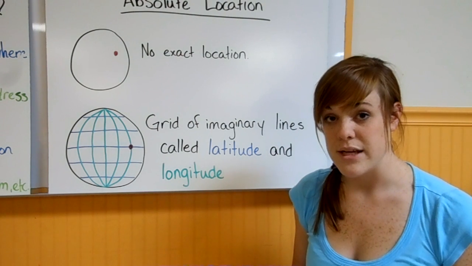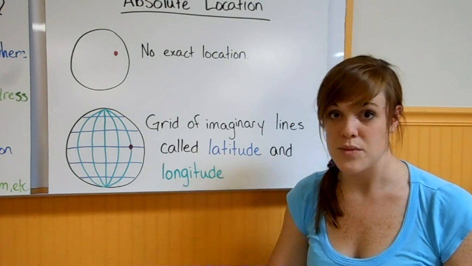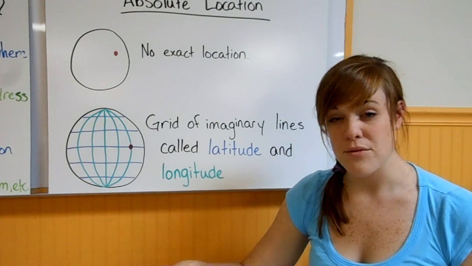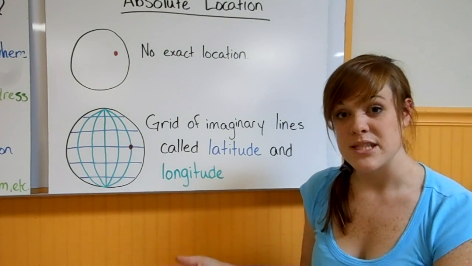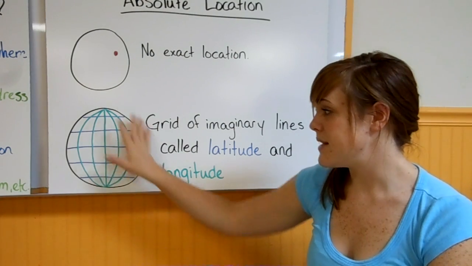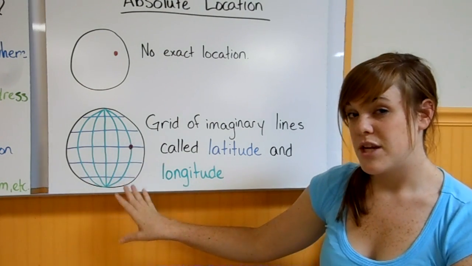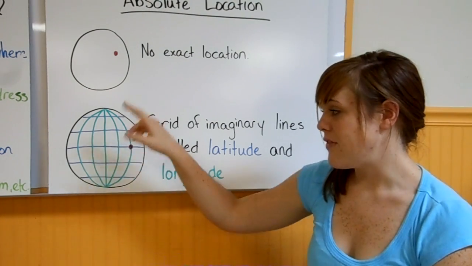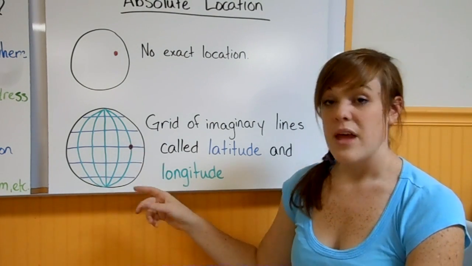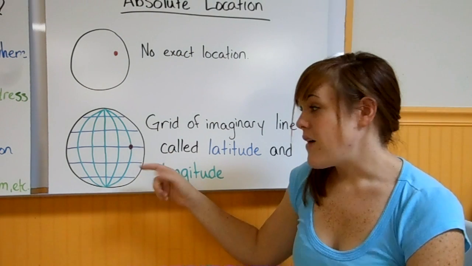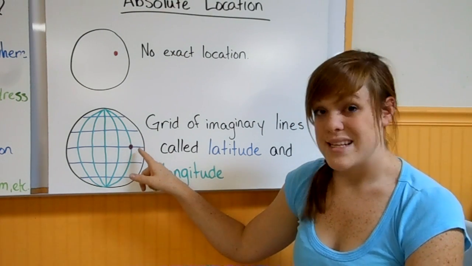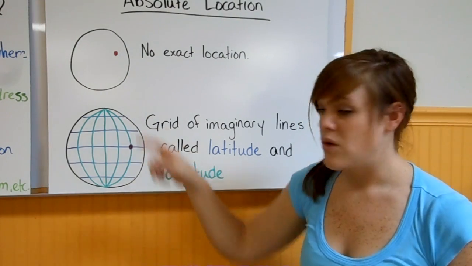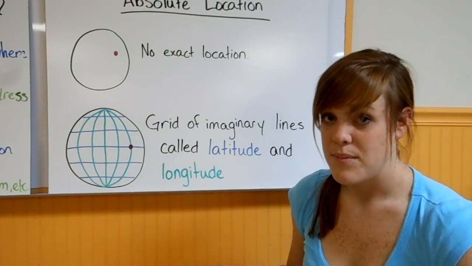We had relative location. You could say, well, you're next to this river or close to that mountain range. But they wanted something more specific, so they made this grid of imaginary lines of latitude, which are the blue ones, and longitude, the green ones. Now you can see the difference. If I labeled these lines, I could tell you exactly where that spot is, instead of this one where there's no specific place where it is.